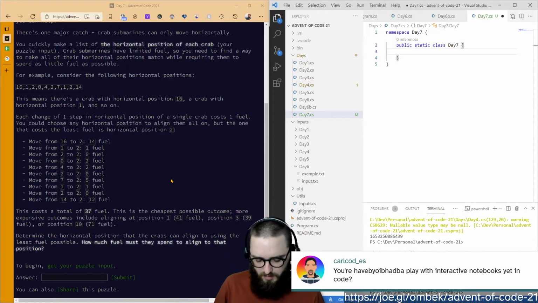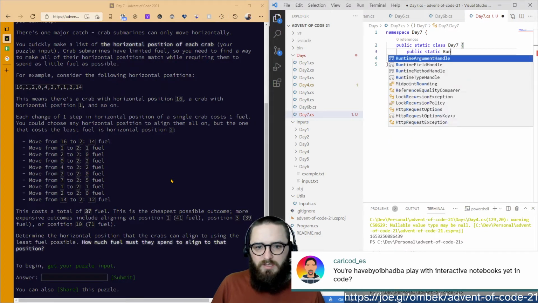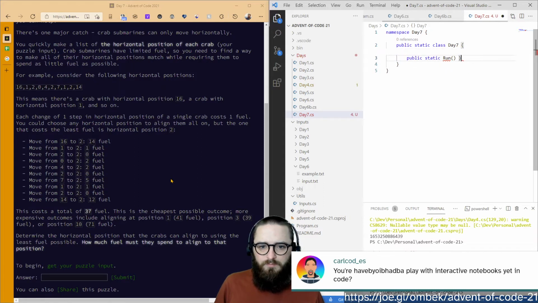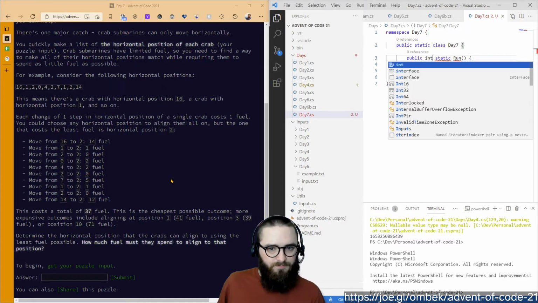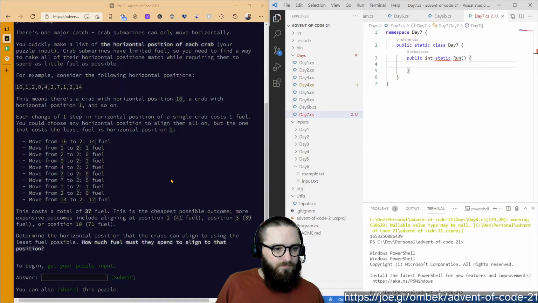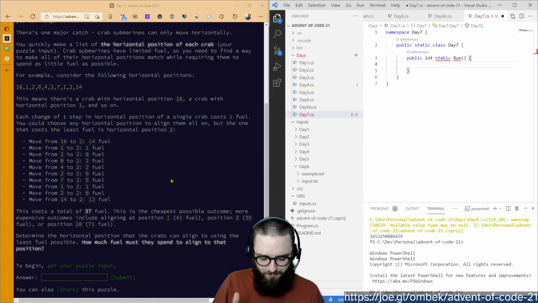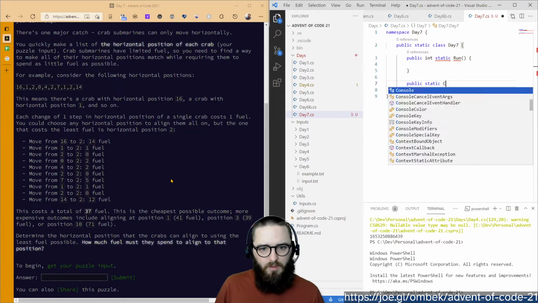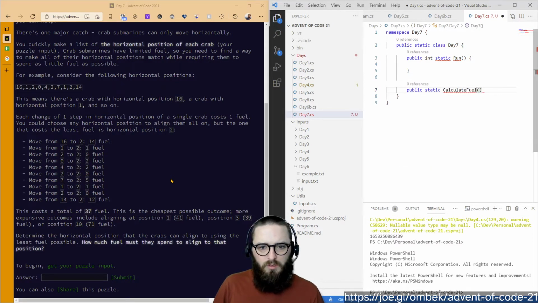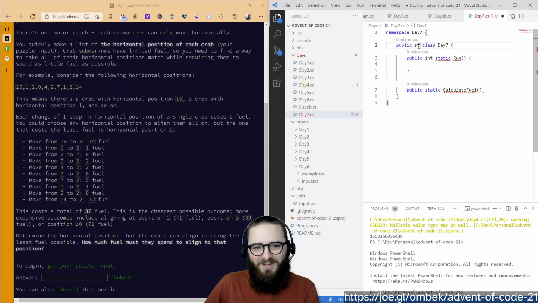So let's do public static run. Just do static classes for now. Whoops. I say for now. I very rarely correct any of these things. Public static int run. And we're going to have another method, calculate fuel. I don't want this to be static anymore. I've already decided.